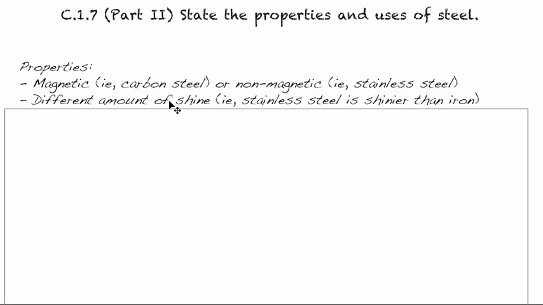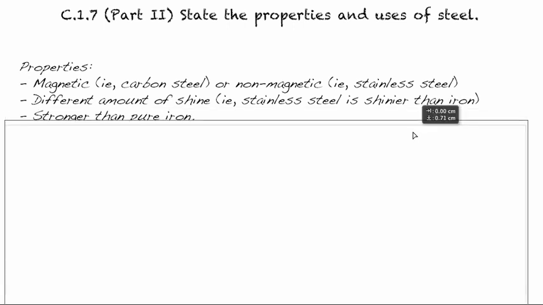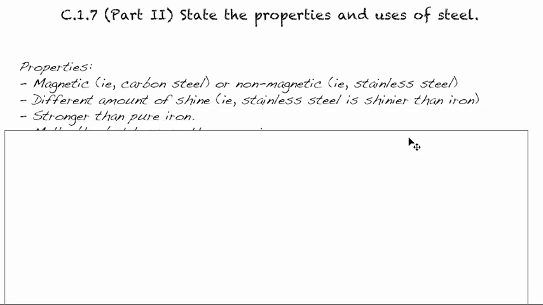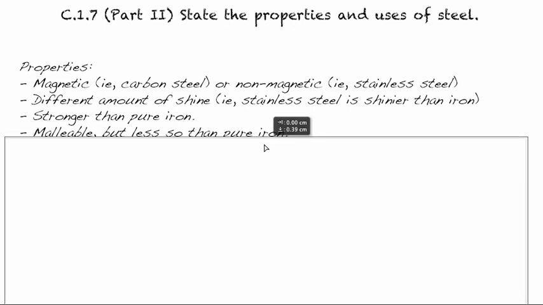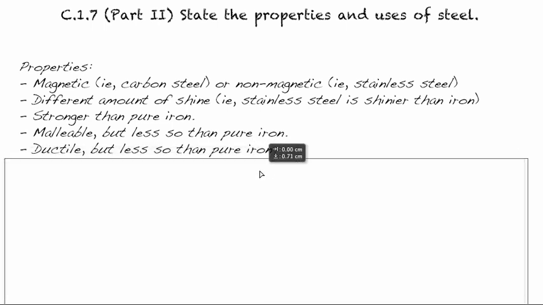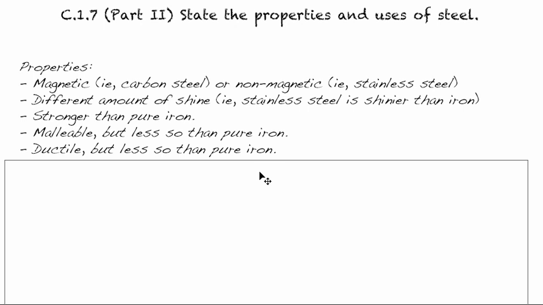The different amount of shine, so the stainless steel is shinier than iron. It's stronger than pure iron. Again, we can take a look at this being an alloy and introducing the grains. It's malleable, but less so than pure iron. It's ductile, but less so than pure iron.